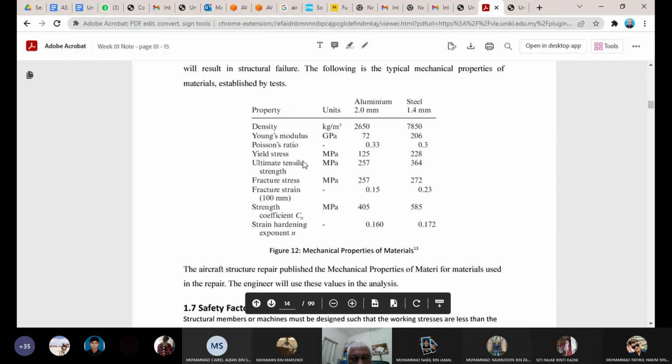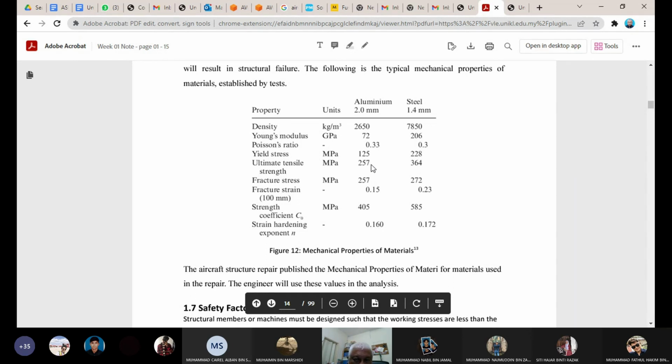So this is tensile yield and tensile ultimate. Because this yield and tensile strength here is where the material will fail. So this material will fail at 257 megapascal, and for the steel it is 364 megapascal. You can see the steel is stronger than the aluminium.